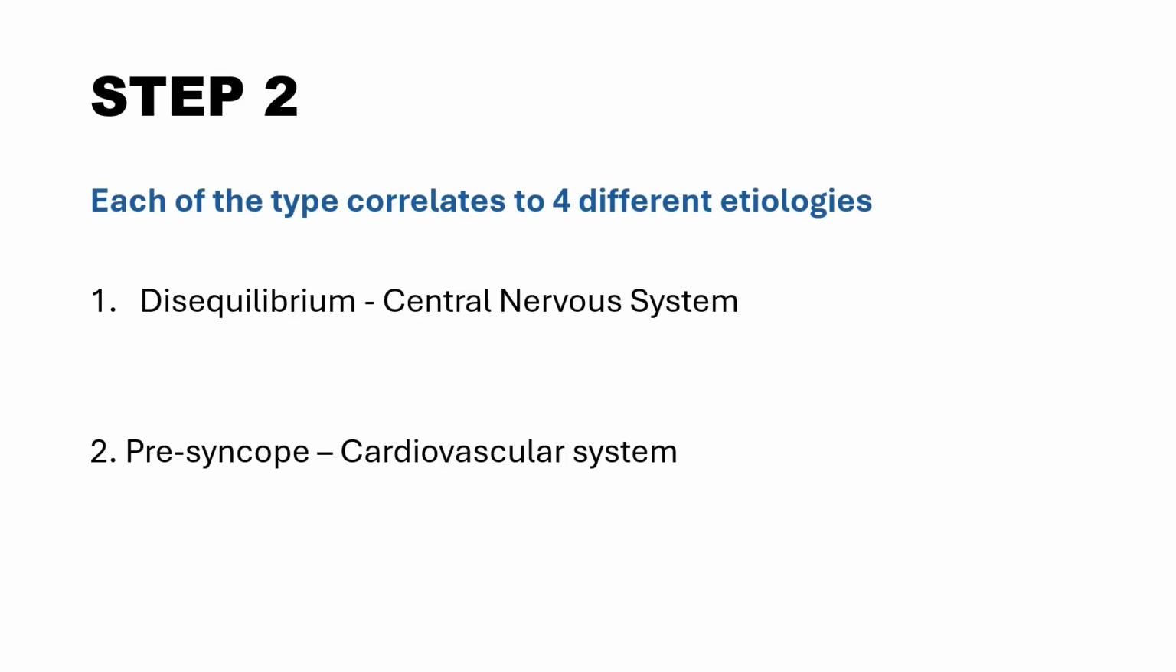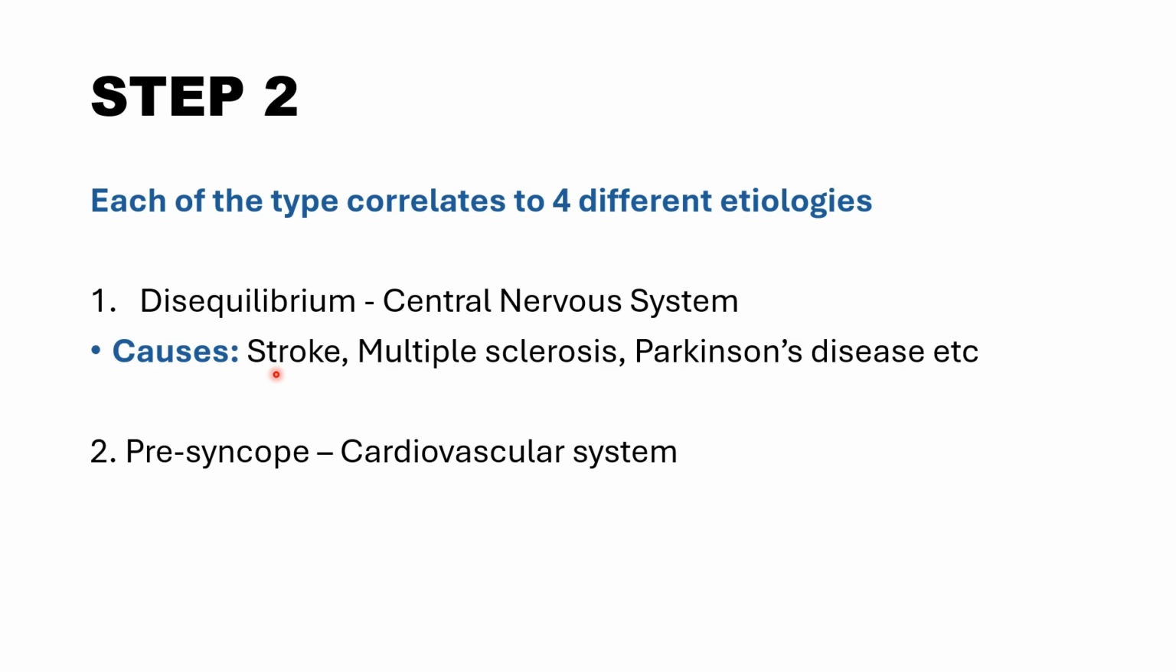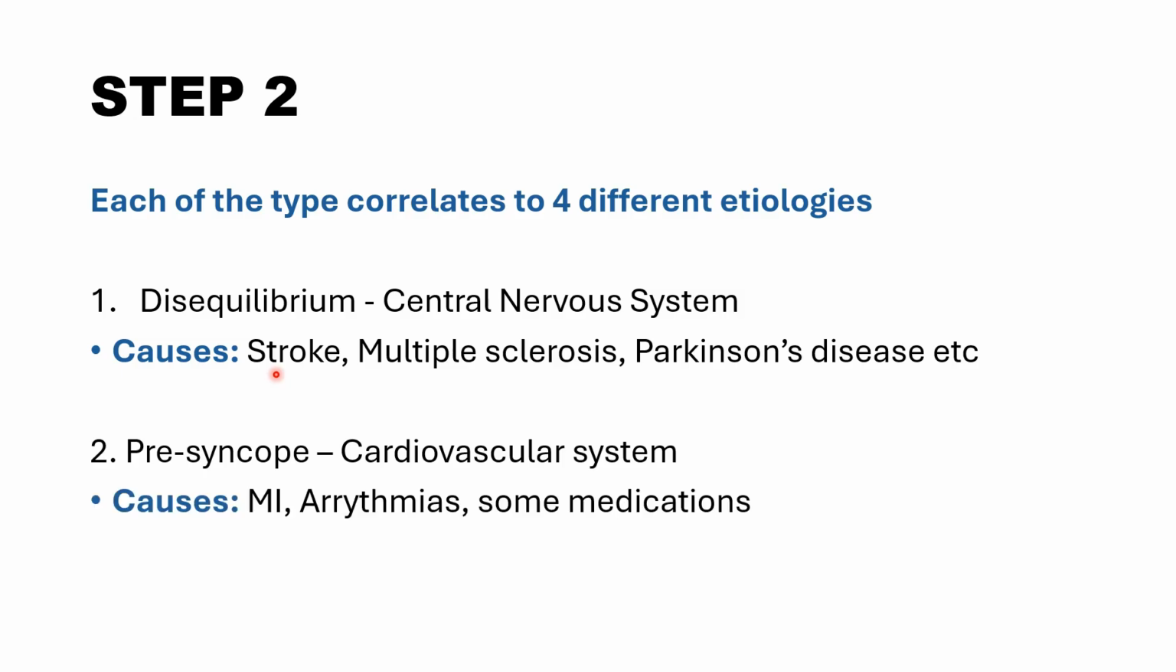The second step is that it is important to know these types because each type correlates to a specific etiology. For example, disequilibrium means that there is a pathology in the central nervous system, and presyncope means that there might be a pathology in the cardiovascular system. What could be the causes of central nervous system pathology? Such as stroke, multiple sclerosis, Parkinson's. Presyncope could be due to MI, arrhythmias, and even some medications.